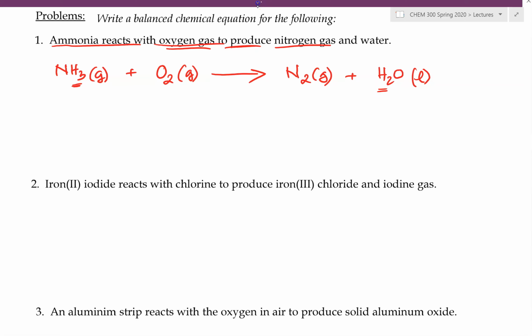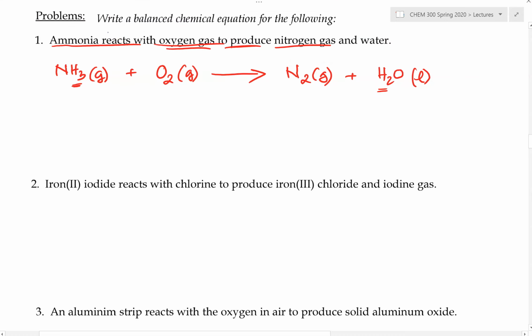And now on the left side, we have 3 hydrogen. On the product side, we have 2. So we have 2 and 3. How do we make them the same? The answer is we bring them to the common denominator of 6. So the common denominator of 2 and 3 would be 6. So bring both sides to 6.